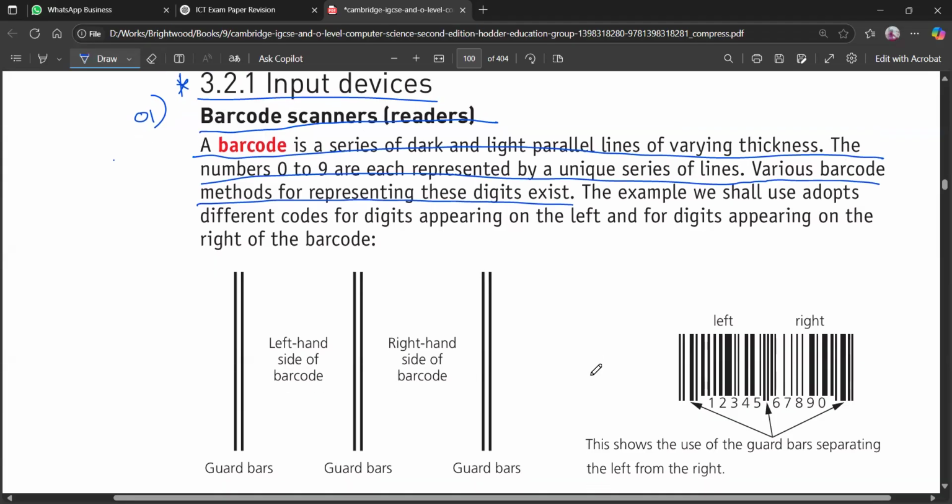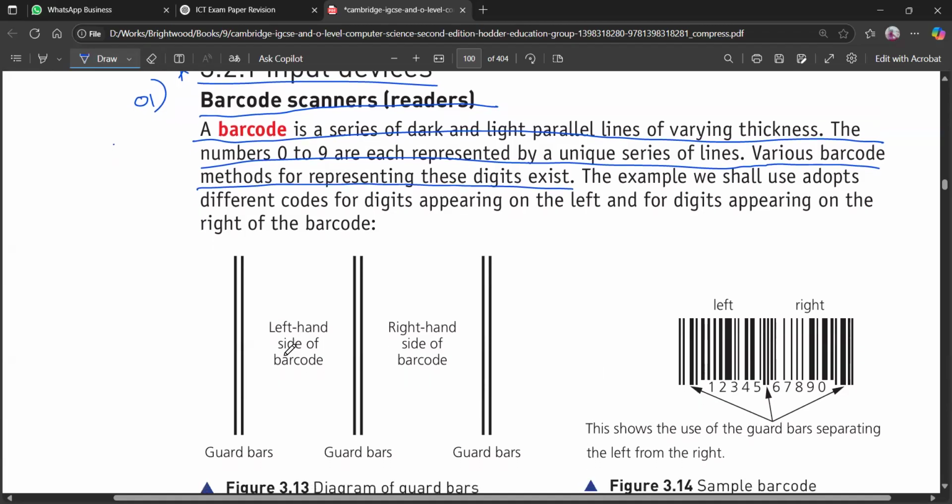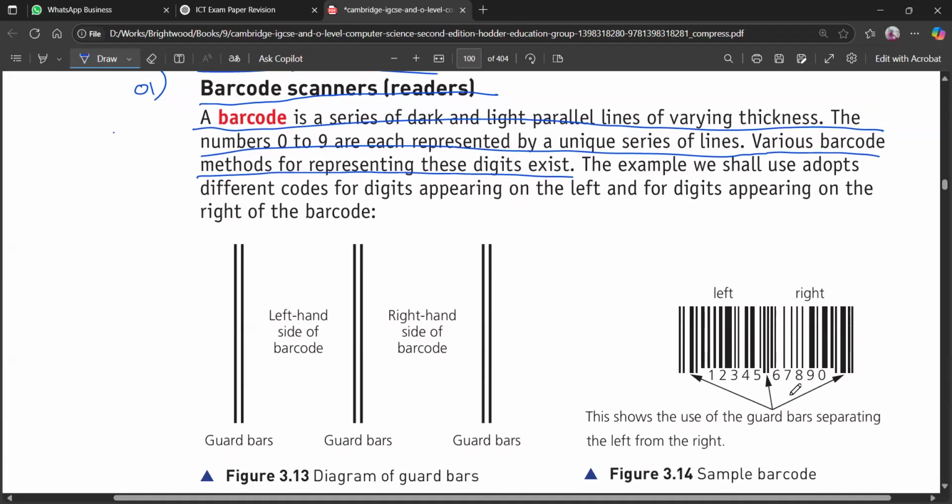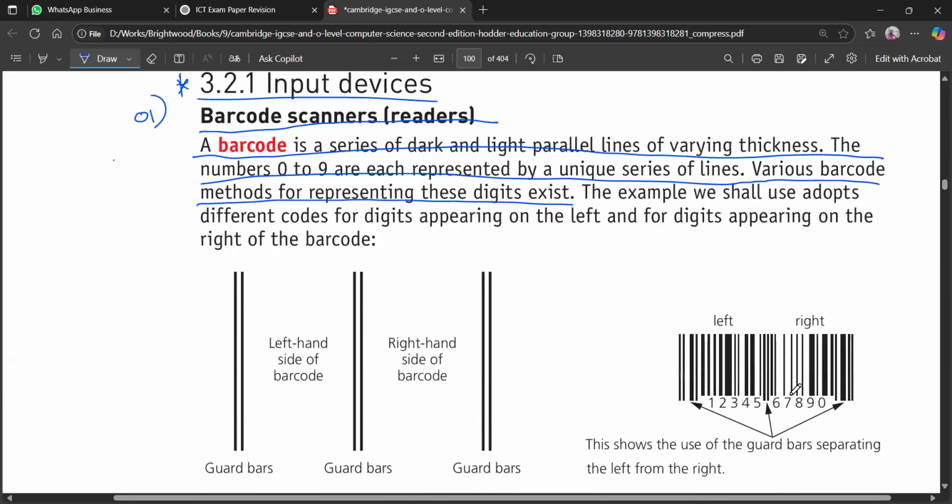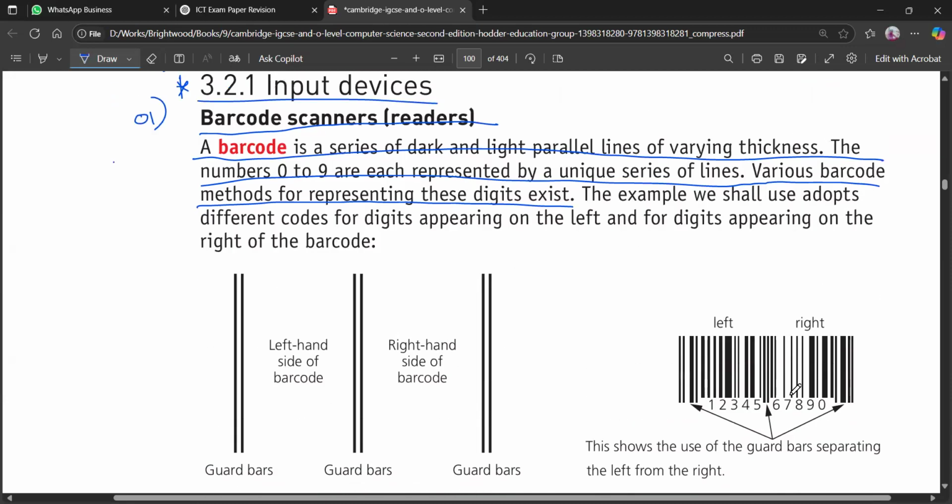On the left-hand side and the right-hand side, they have separate codes. The code for a digit appearing on the left is different from the code for a digit appearing on the right side of the barcode. Please write down this underlined part.